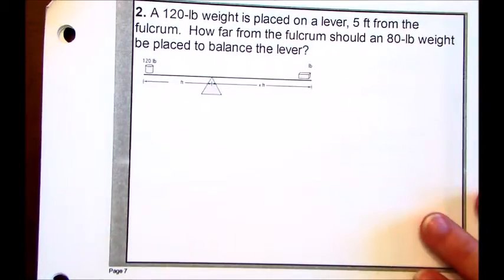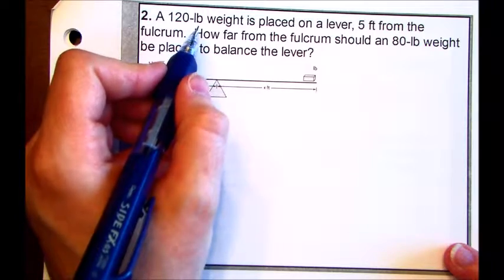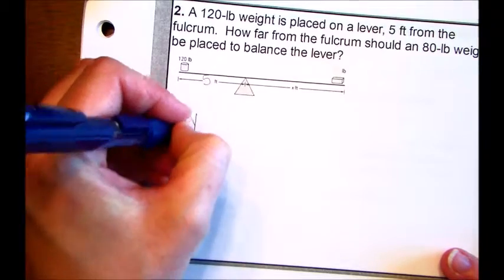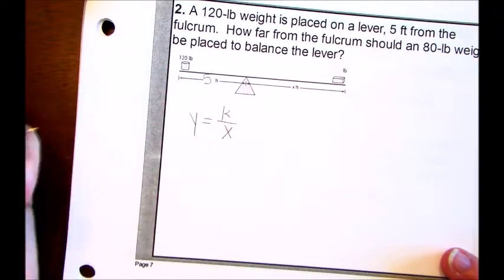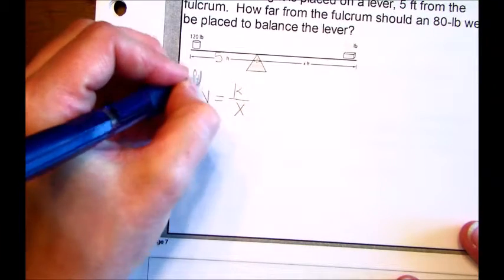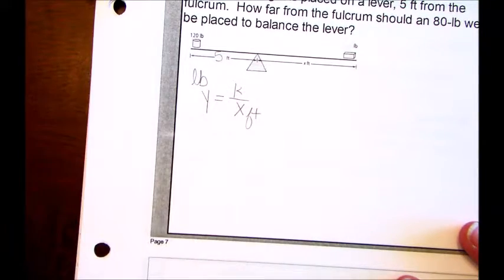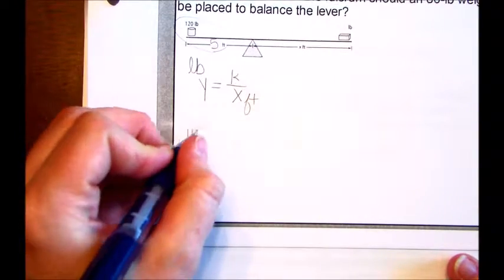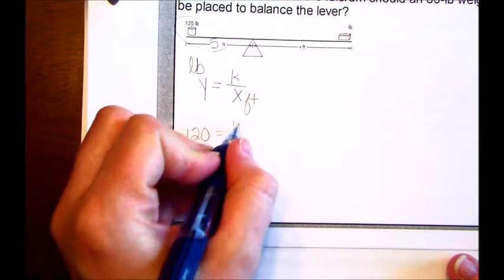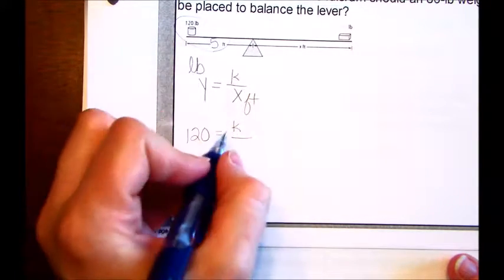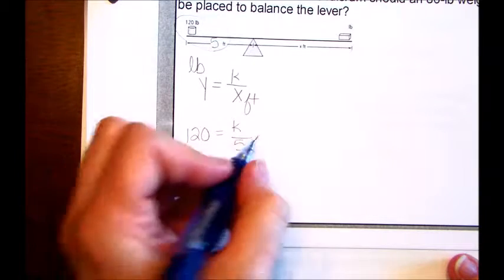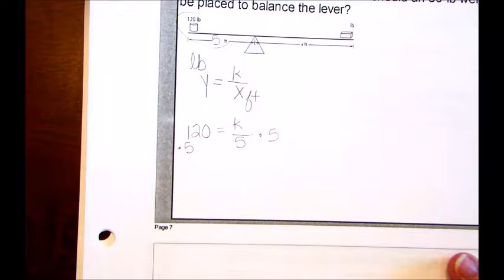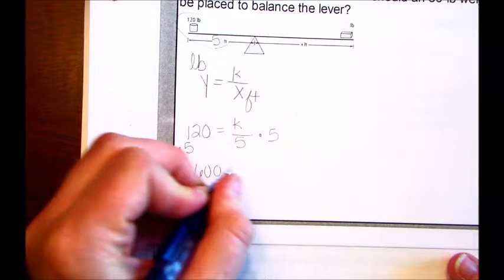Let's try it again. This time we have a 120-pound weight, and it's 5 feet. So let's set this up. Y equals k over x. I'm just going to do it the exact same way I just did my last one. I'm going to do pounds and feet. So I'm going to plug in what I know. So 120 goes in for y. We do not know k. And x is how many feet we put that weight. Multiply both sides by 5 because that was how far away we put that weight. 120 times 5 is 600 for k.